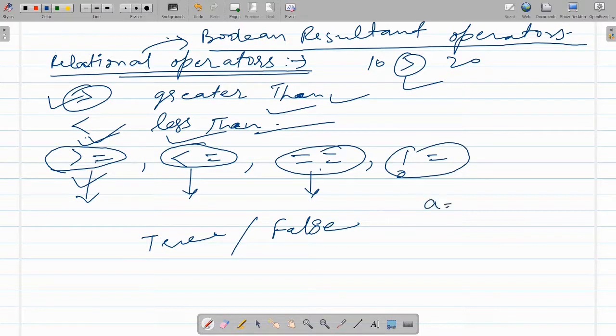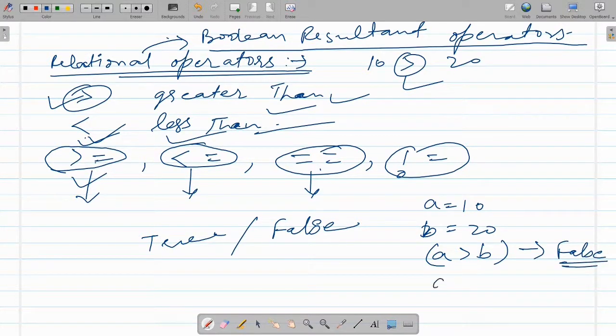For example, if the value of A is 10 and B is 20, then if we compare A is greater than B, this will result in a false value. Similarly, if we compare A is less than B, where the value of A is 10 and B is 20, this will result in a true value. So relational operators are the operators by which we can compare two values, and these are also called Boolean resultant operators.